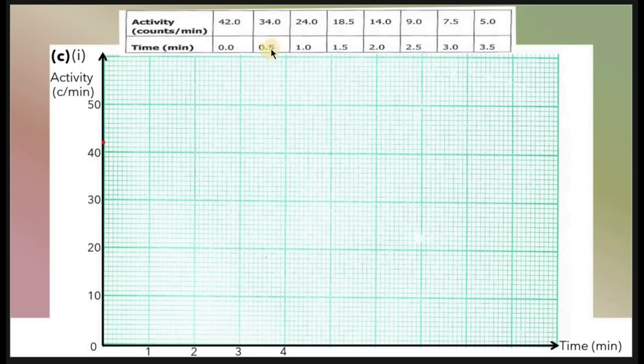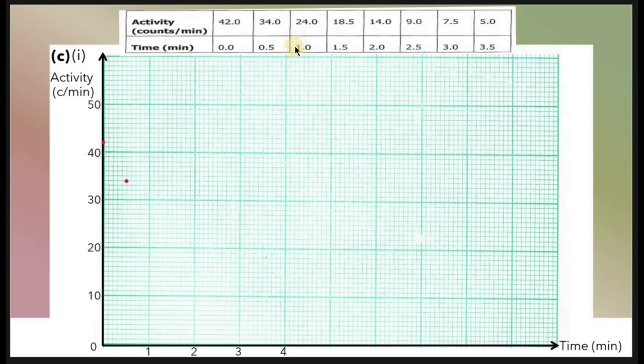The next is 0.5, 34. So 0.5 is on the middle, comma, 34. So this is 30, 31, 32, 33, 34 there.